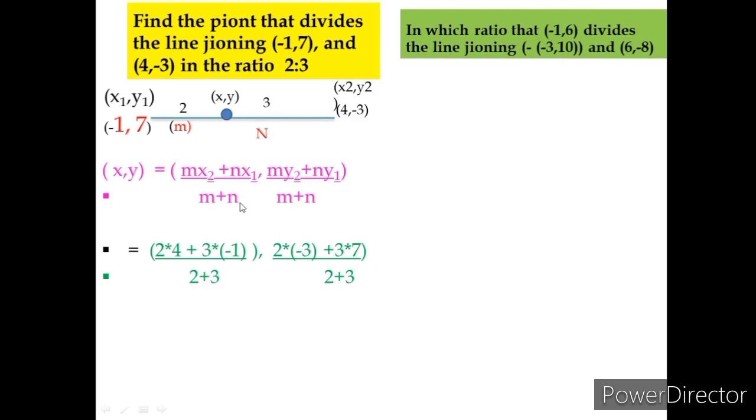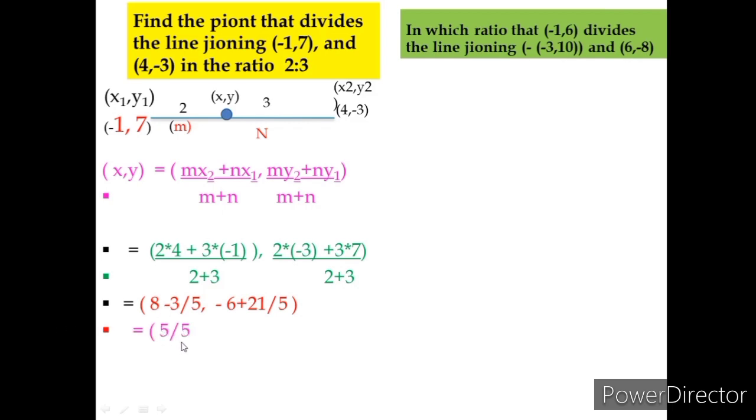Okay, thereby m plus n, m means 2, n means 3, 2 plus 3. Both denominators are always equal in the section formula. You have to remember. Thereafter you have to calculate. 2 into 4, 8, plus 3 into minus 1, minus 3, by 2 plus 3, 5. Here 2 into 3, 6. Here 3 into 7, 21, by 2 plus 3, 5. Therefore you have to calculate.